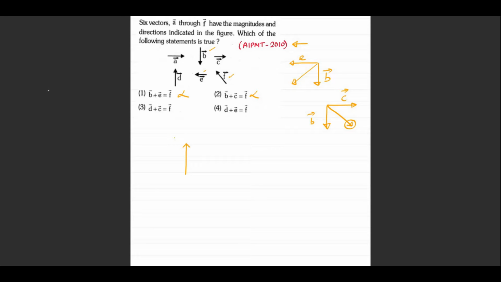D plus C. This is the direction of the resultant. This is again not coinciding with the direction of F vector. D plus E. This is the direction of the resultant and that coincides with the direction of F vector. So this is the correct answer. Okay.